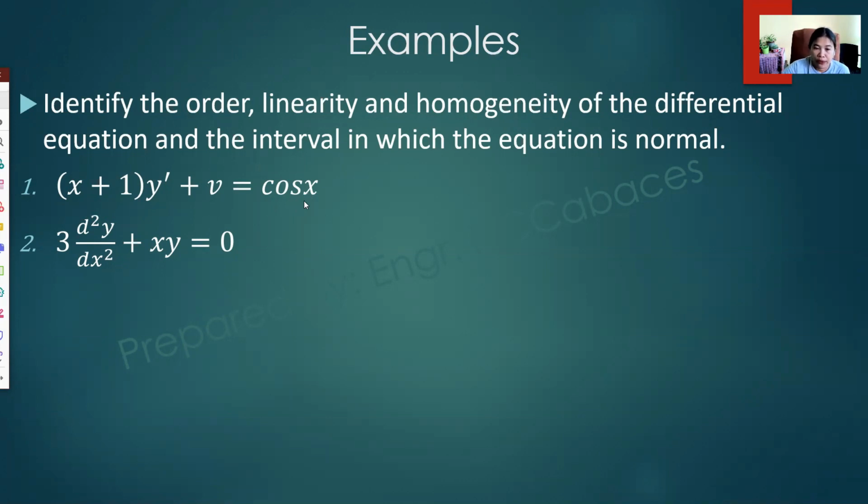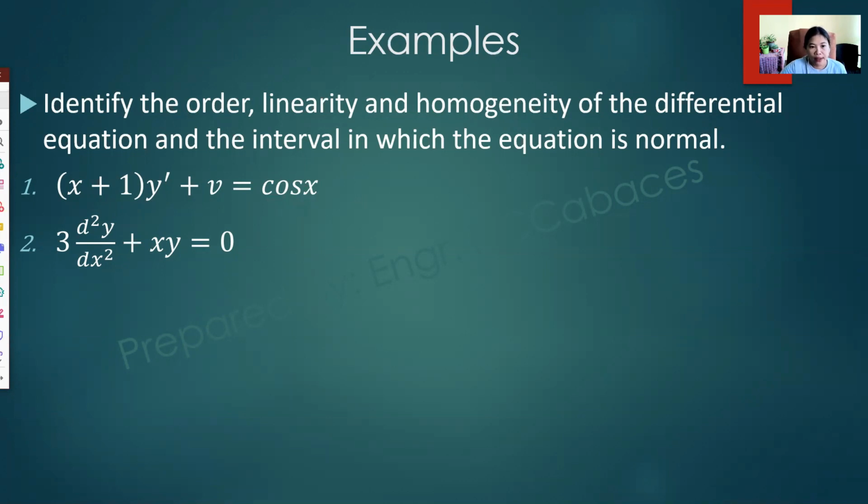And then in terms of linearity, if we check our requirements, you have y as your dependent variable. So you have x dy, and you have here cosine x. So none of the requirements is violated. Therefore, the first equation is said to be linear. So again, that is first order, linear, and non-homogeneous.